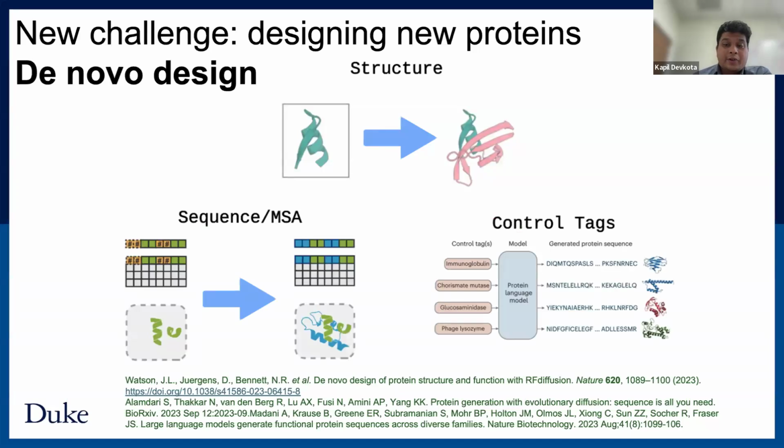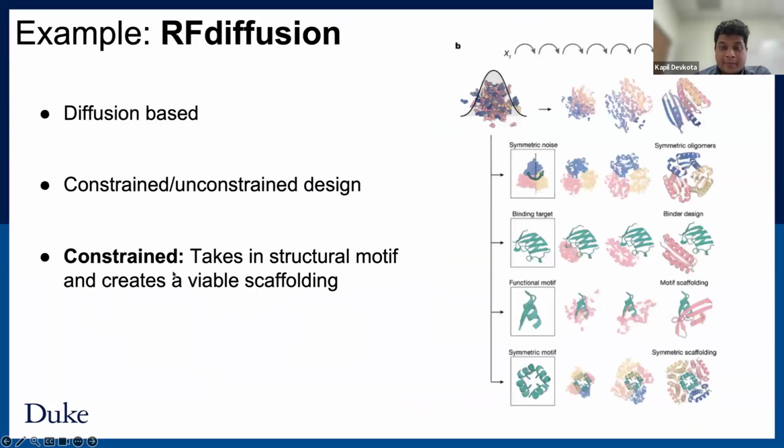So either create a scaffolding for the structural motif or complete the sequence given some of its part, and so on. The most popular example of de novo design method is a method called RF diffusion. It's a diffusion based method which can take in different types of structural motif, and the goal is to fill in the rest, and it can do different kinds of constrained and unconstrained design, and in the constrained design it takes various types of structural motif and creates a viable scaffolding.